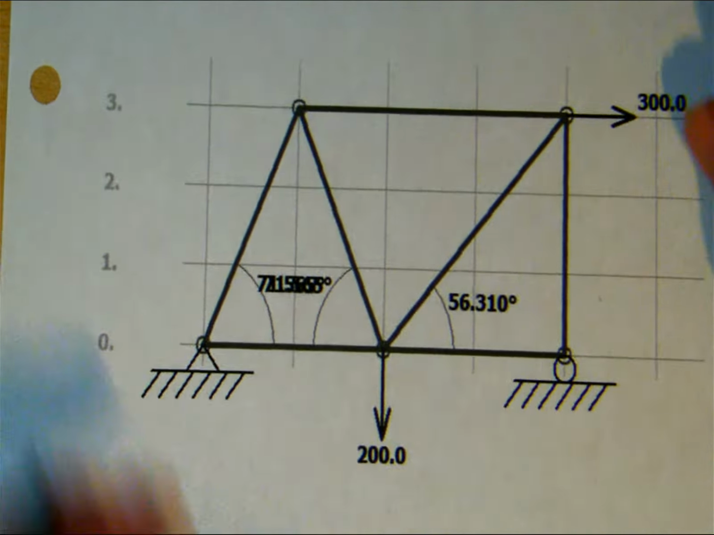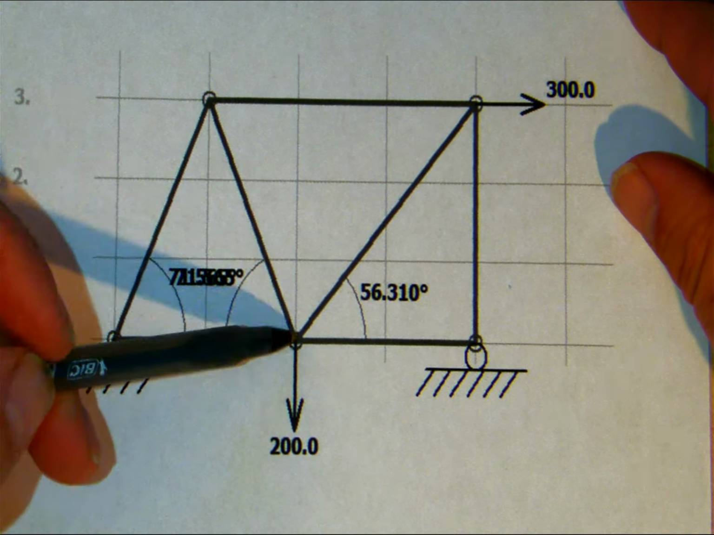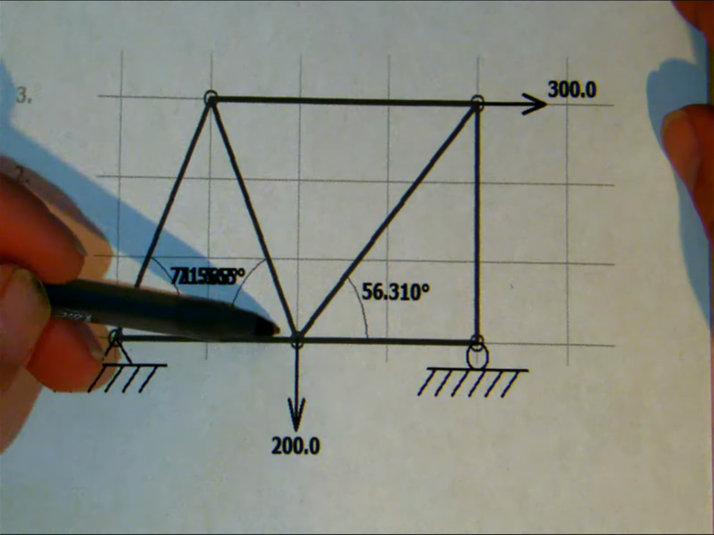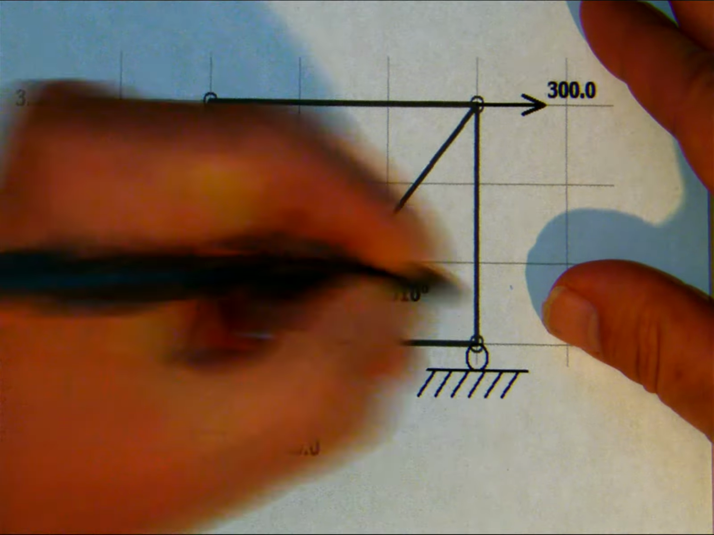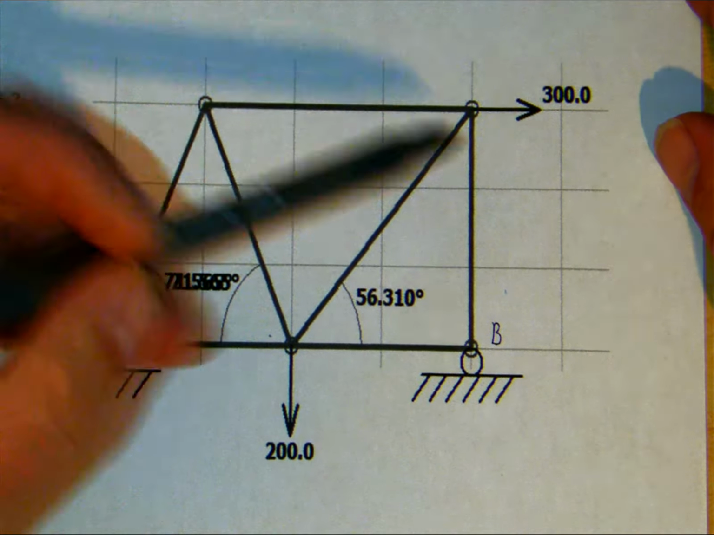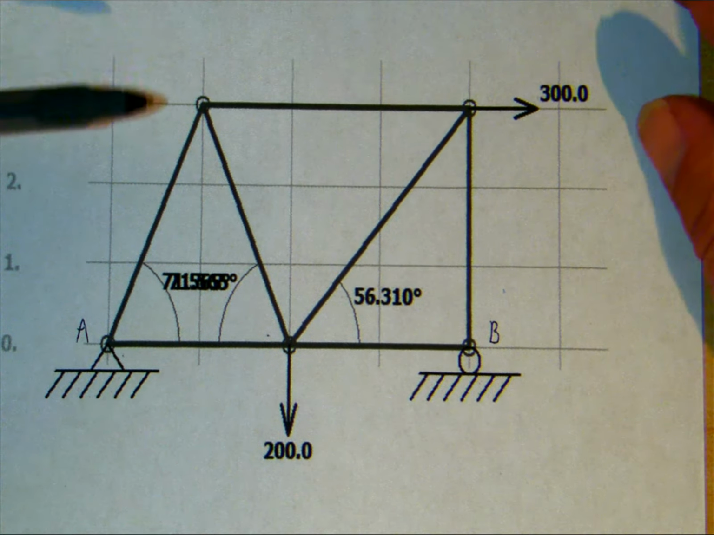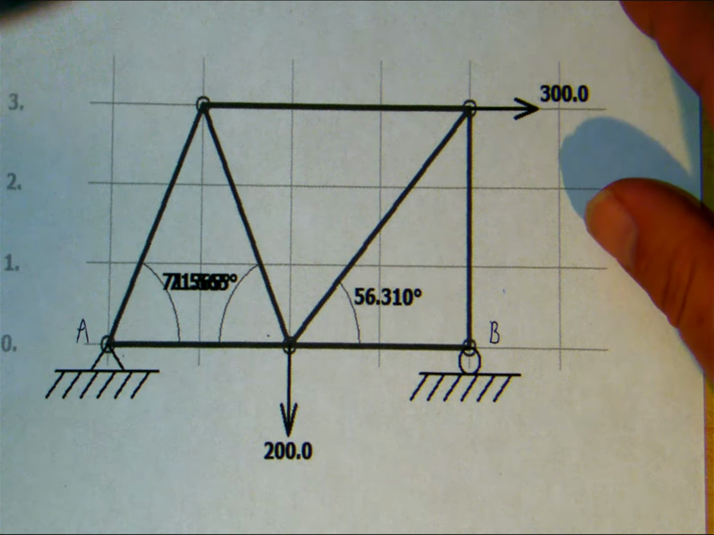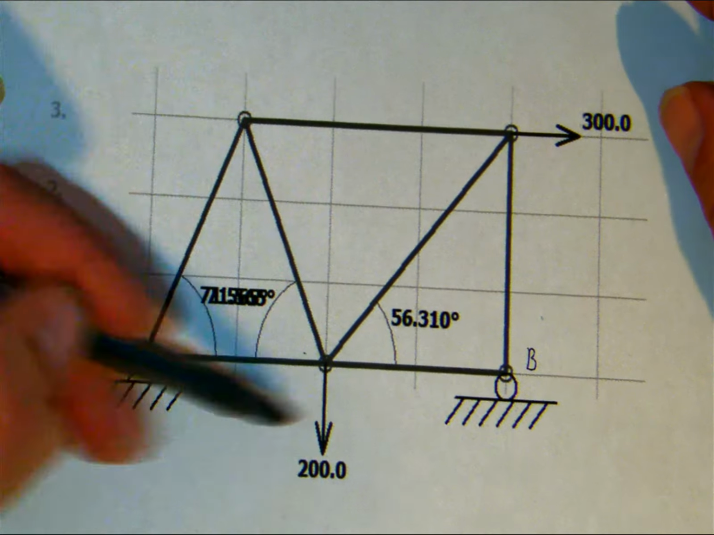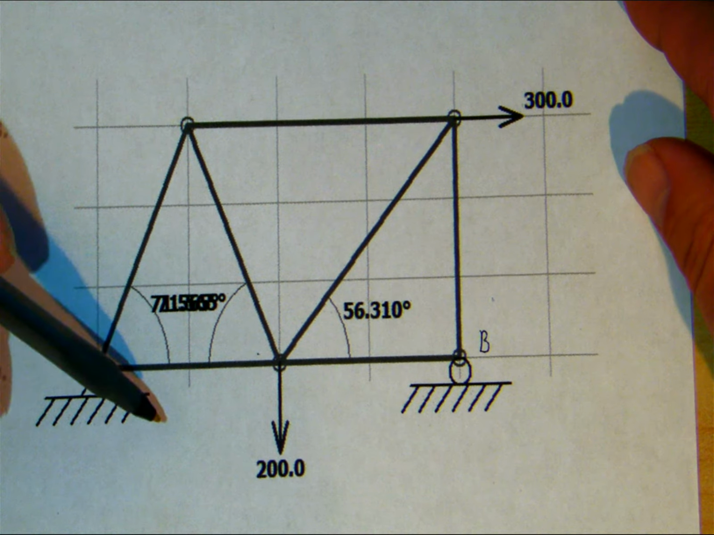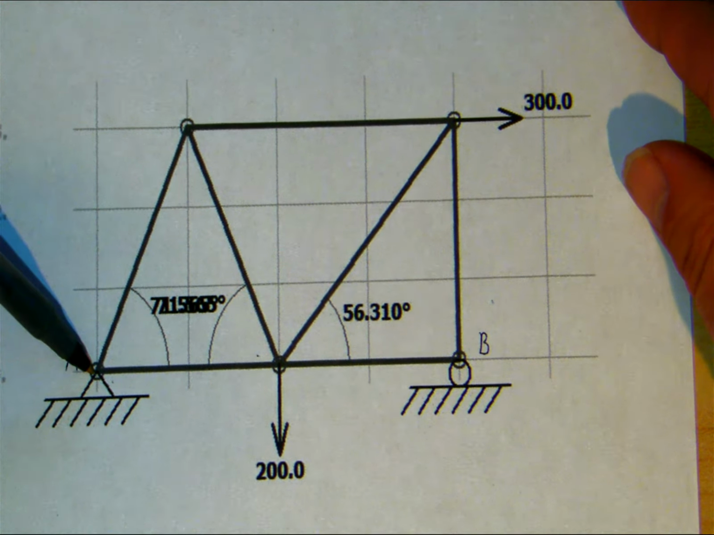Number 3, I have a load of 200 newtons being applied halfway between A and B. In addition, I have a 300 Newton load being applied up here at this upper vertex. Well, I have 2 moments, and I have to sum them together. They are both clockwise or negative moments about point A.